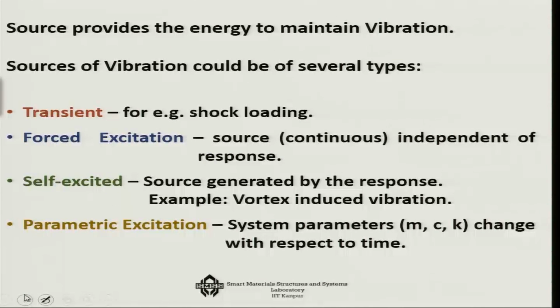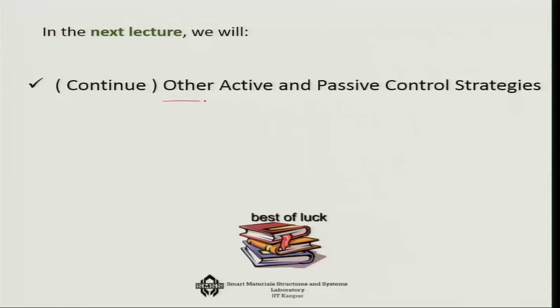So, in these cases the source provides the energy to maintain the vibration, and the sources of vibration could be transient, forced excitation, self excited, or parametric excitation. We need to work on each one of these cases to get to the root cause of it in order to reduce the chances of vibration of the system. This is where we will put an end. In the next lecture, we will talk about other active and passive control strategies. Thank you.